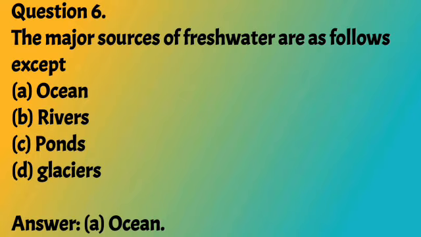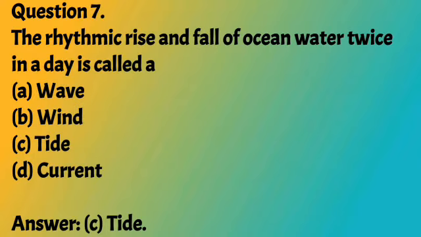Question 6. The major sources of fresh water are as follows except A. Ocean, B. Rivers, C. Ponds, D. Glaciers. Answer A. Ocean.